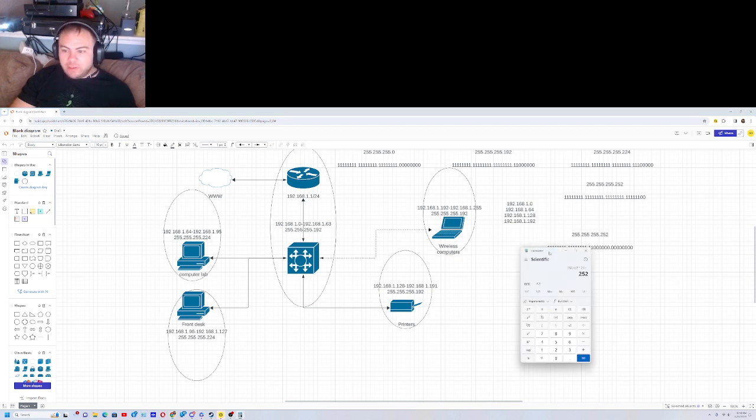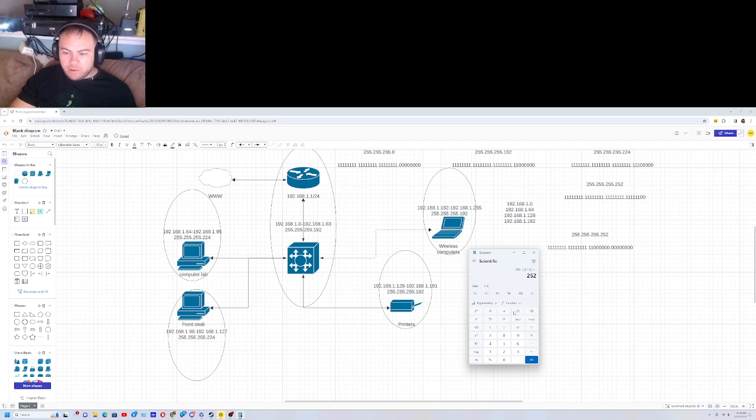So to figure out devices, it's how many zeros you have. So let's go 2 to the power of, I said 8, 9, 10, 11, 12, 13, 14. 2 to the power of 14. So that's how many devices I need in this network right now. Okay, let's just say we have 16,384 devices in our network, and we want them all in that same subnet.